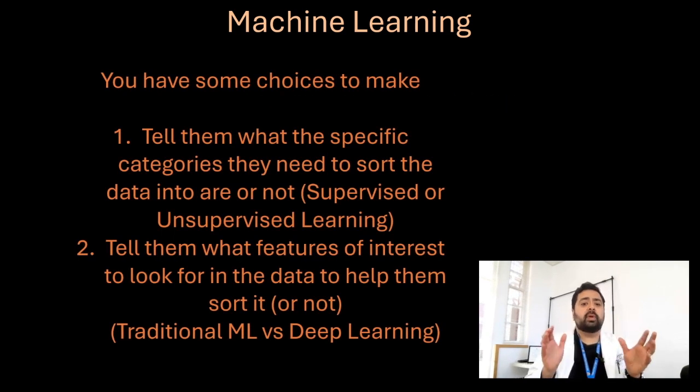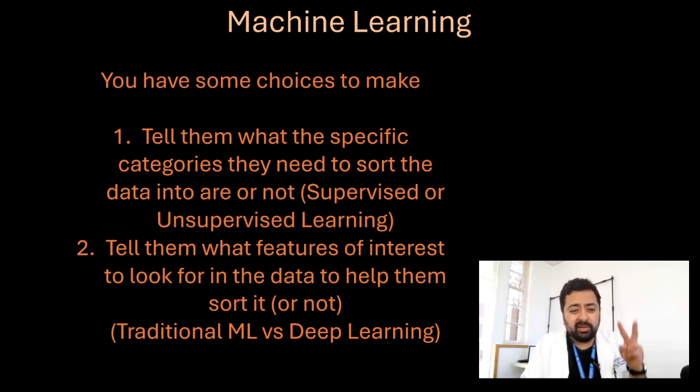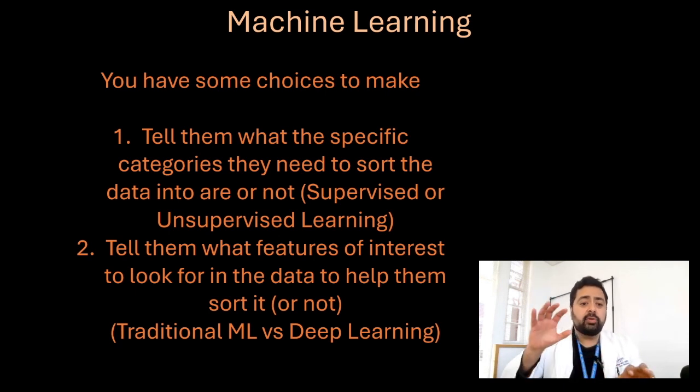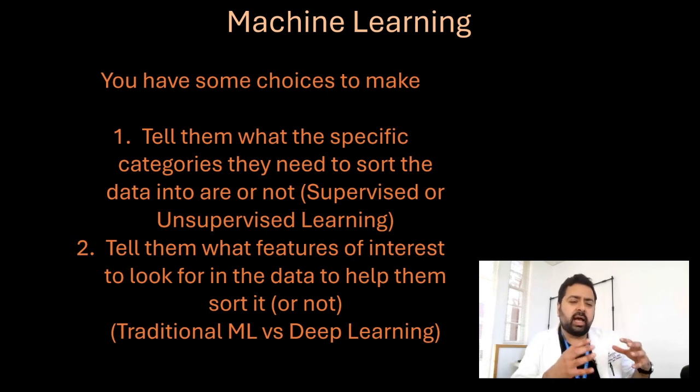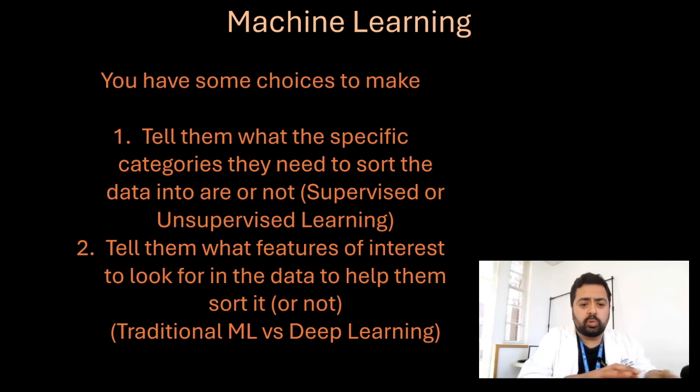When you're training somebody, you have some choices to make, right? You can train this machine learning algorithm in different ways. There are two fundamental questions, and these allow you to break down machine learning programs into different categories. The first question you're going to ask is, while training the algorithm, am I going to tell the algorithm what the specific categories they need to sort the data into are or not?